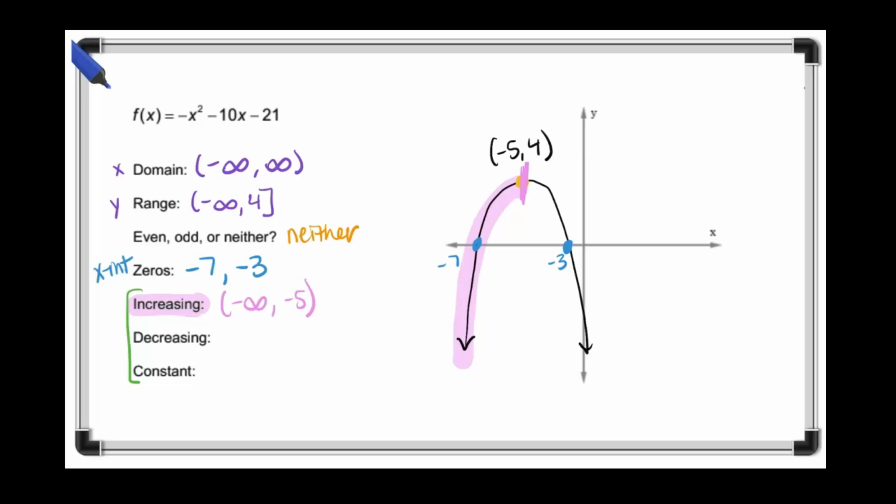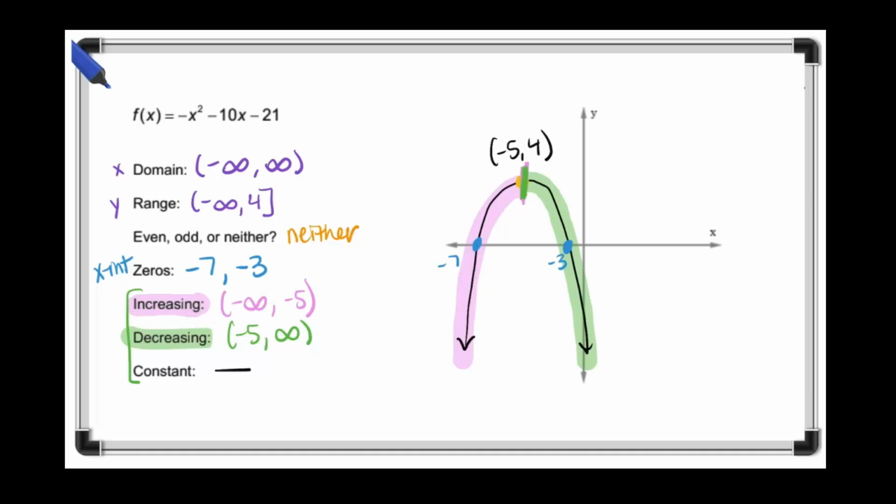When we're looking at decreasing, what are the y's doing? We're starting here, and the y's are decreasing. Then again, what are the x's in which this is happening? We go from the x right at -5, with an arrow towards the right, to positive infinity. Our graph is not constant anywhere, so you could just put none or just put a slash through it.